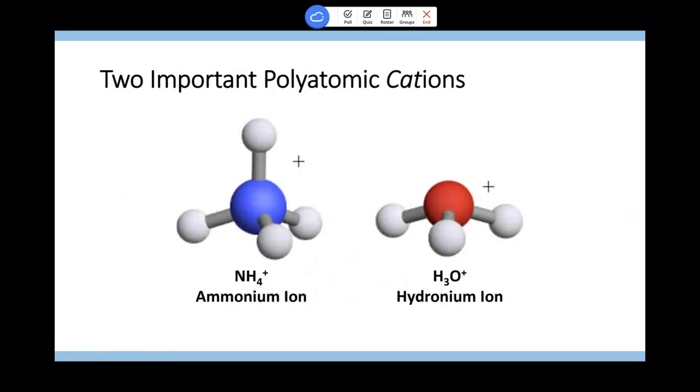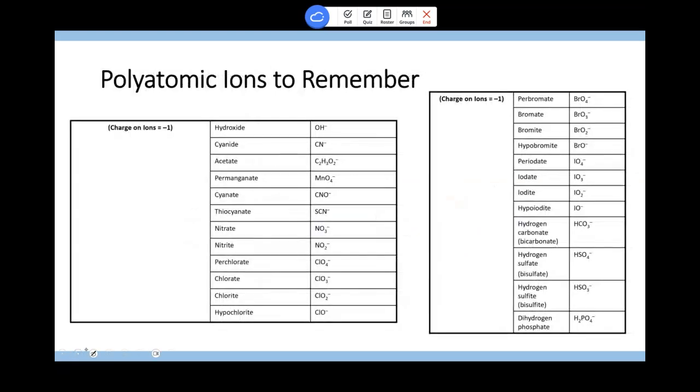Most of the polyatomic ions are anions, but there are 2 important cations: ammonium, which is NH4+, and hydronium, which is H3O+. On the next couple slides, I have tables of a bunch of different polyatomic ions. You don't necessarily need to memorize all of these names. The first 2 are important: hydroxide, OH-, and cyanide, CN-. And then I'll let you know if there are others that you should memorize.